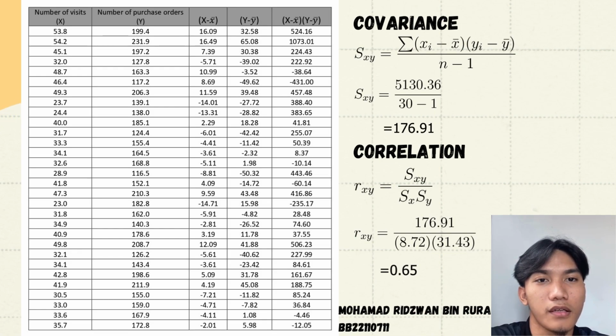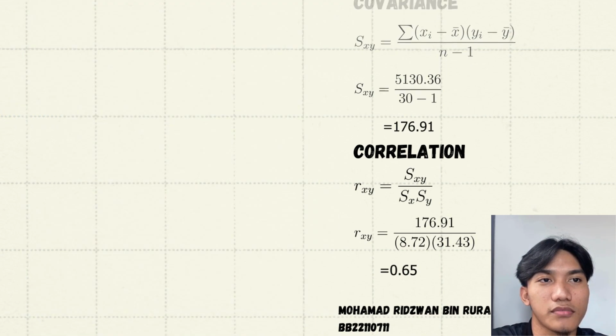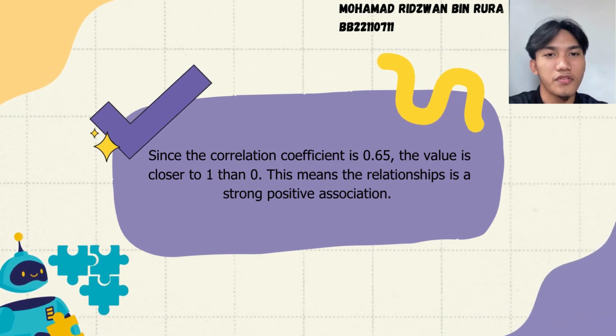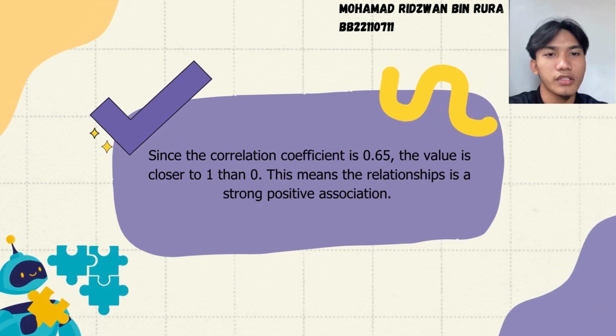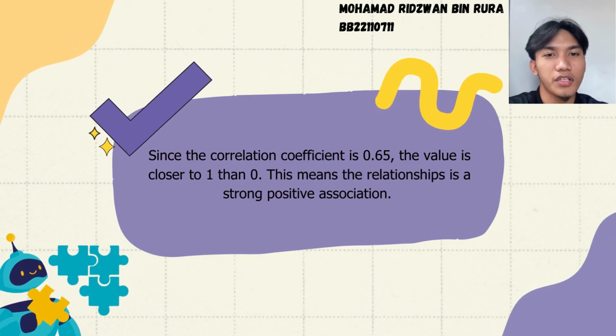176.91. Next, correlation. Using the correlation formula, we insert the values, where 176.91 is divided by 8.72 multiplied by 31.43, and we get the answer 0.65. Since the correlation coefficient is 0.65, the value is closer to 1 than 0. This means the relationship is a strong positive association.